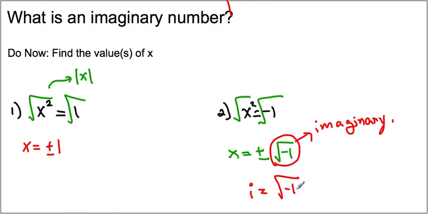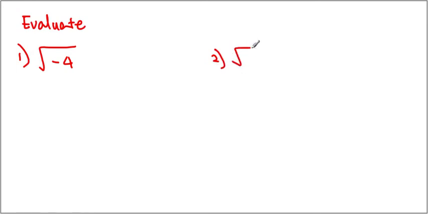Now, knowing this concept, let's try to tackle a couple more questions here. I want you to evaluate number 1, the square root of -4. Number 2 will be the square root of 4. Actually, why don't you do number 2 first? The square root of 4. What will that be equal to? Yes, that's right. This value will be equal to 2, simply.